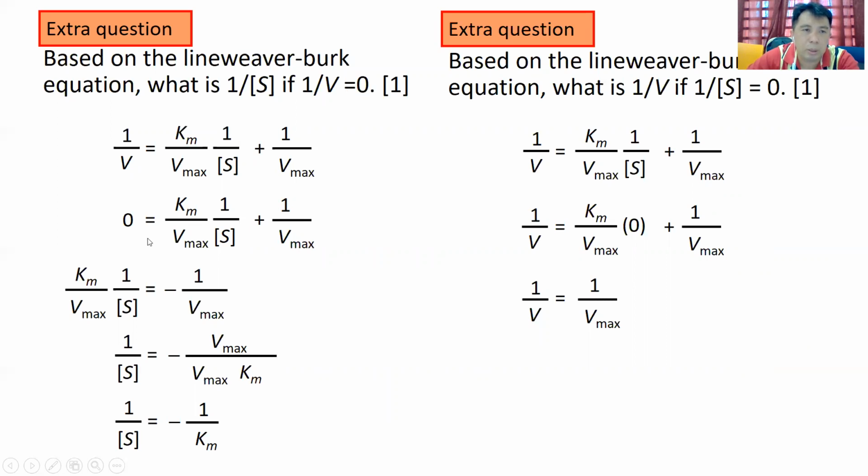So when 1 over V is equal to 0, then you do the simple mathematics. This one you move here, it becomes negative, and this one you move here, it becomes negative. So that means 1 over substrate concentration is equal to negative 1 over Km, the Michaelis-Menten constant. Then for the other one, if 1 over substrate concentration is 0, what happens? That means 1 over V is equal to 1 over Vmax. So very easy.